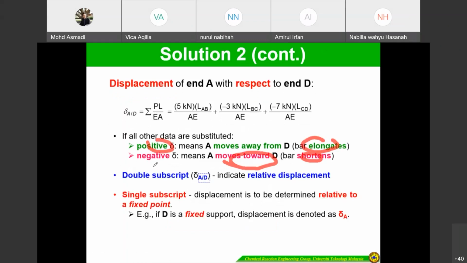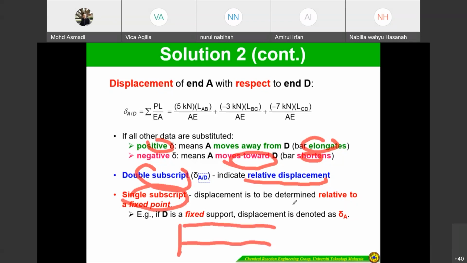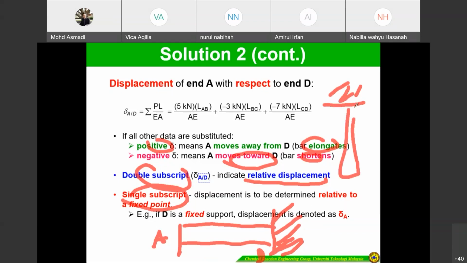Double subscripts AD is relative displacement, which is point A to point D. If it is a single subscript, it is relative to a fixed point, meaning that your truss or your members have a fixed support here. This is point A. There is a fixed support here, what we call suspended. It's a fixed point, also like this, suspended also.